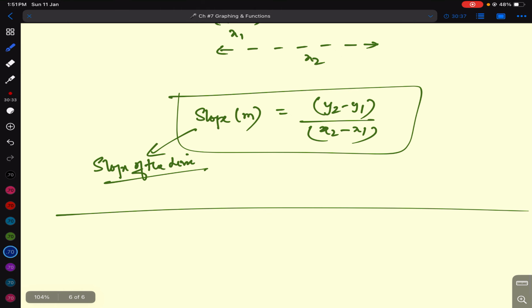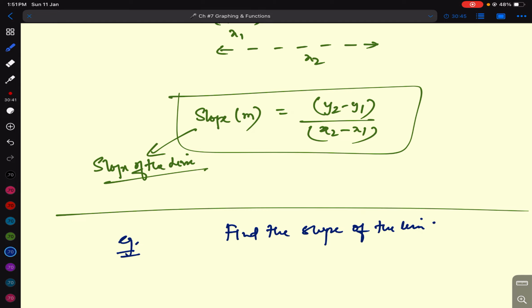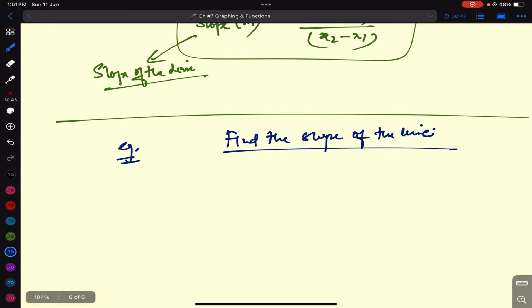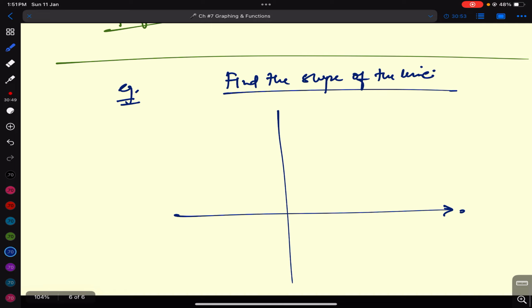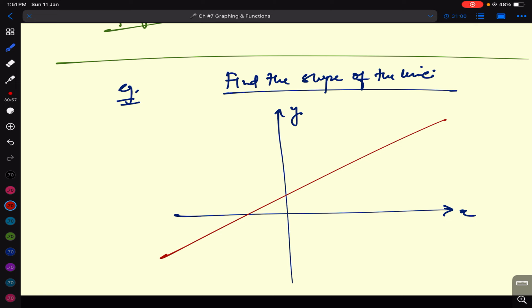Let's take the example. Find the slope of the line. What is the line given? The line that is given to us is like this. Now this is passing through here, it is 1, here it is -1. So this is -half, this is +half. Then here we have 2, 2, which is a point, and here we have 3 and -2.